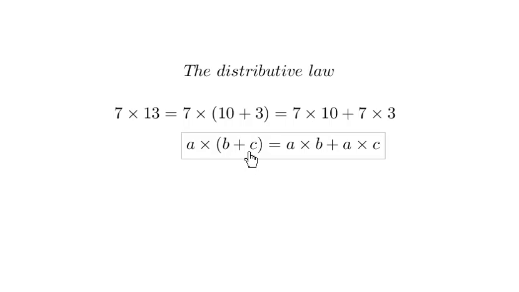For any three numbers, a, b, and c, a times the sum of two numbers b and c is the same as the product of a times b plus a times c.